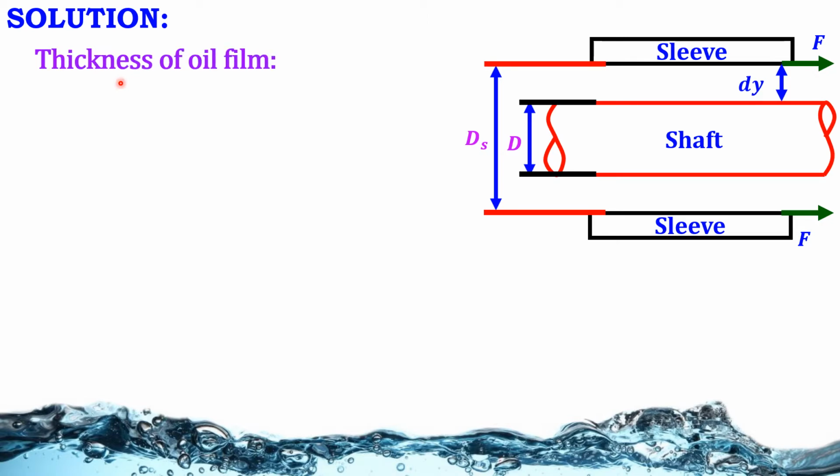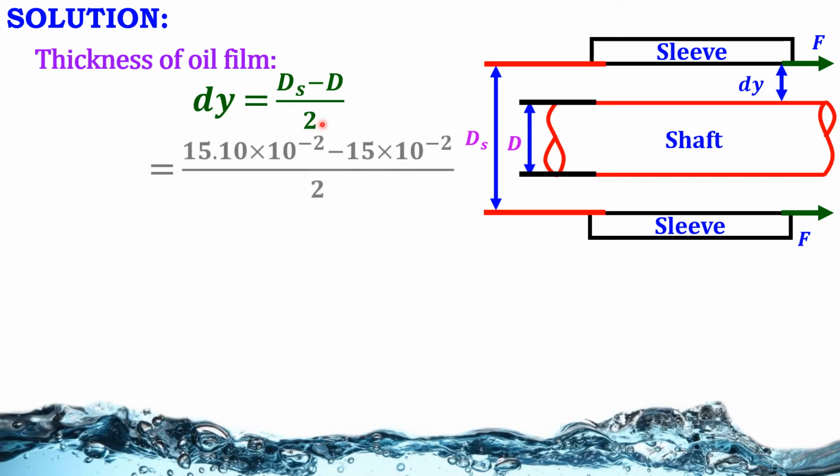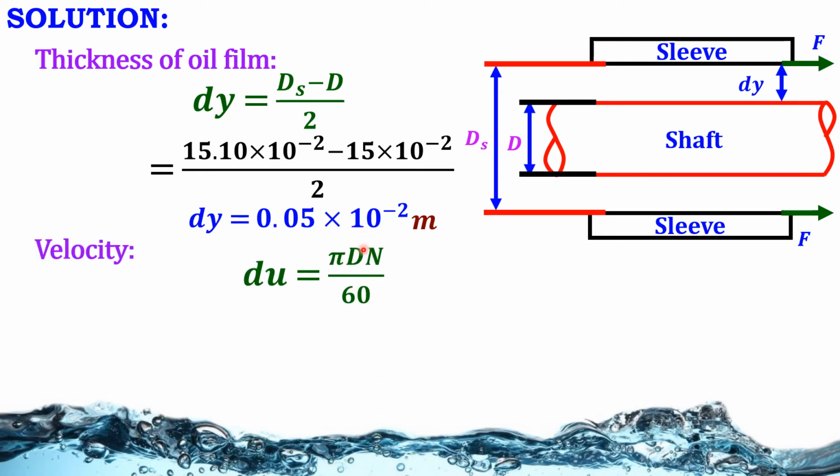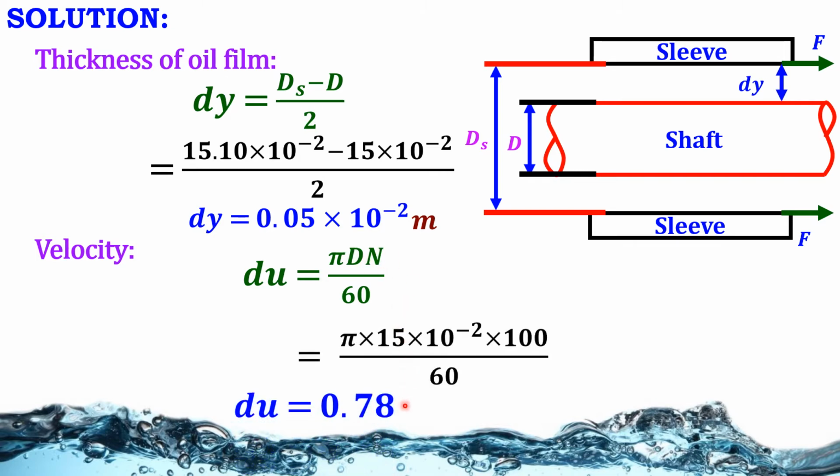Now, we are going to calculate the thickness of the oil film. From the diagram, we know that dy is equal to (ds minus d) by 2. Substituting the ds value and d value, we get dy is equal to 0.05 into 10 to the power minus 2 meter. Next, in the problem, they have not given the velocity. Therefore, we are going to calculate the velocity, where du is equal to pi dn divided by 60. Substituting the d value and n value, we get du is equal to 0.78 meter per second.